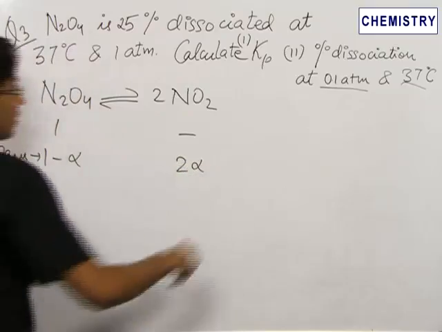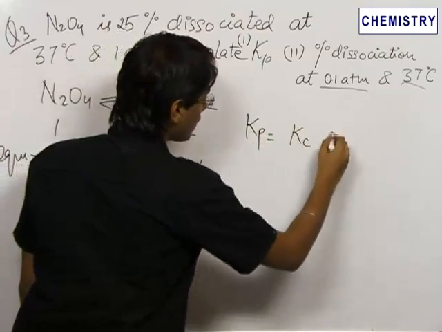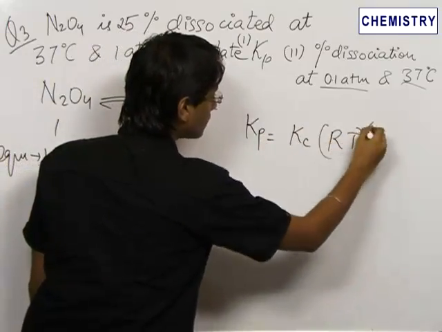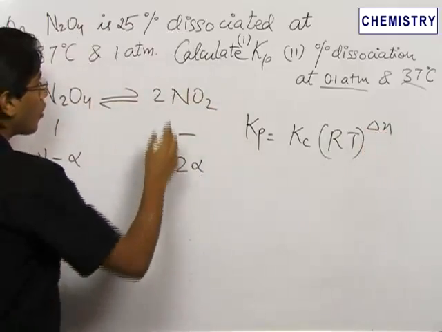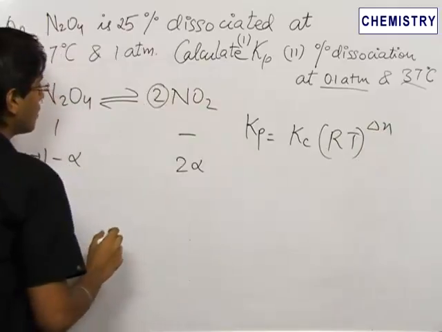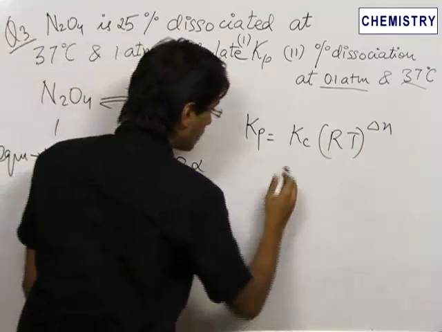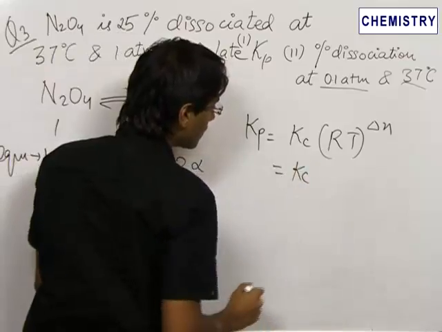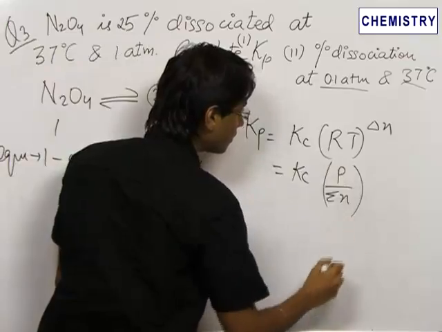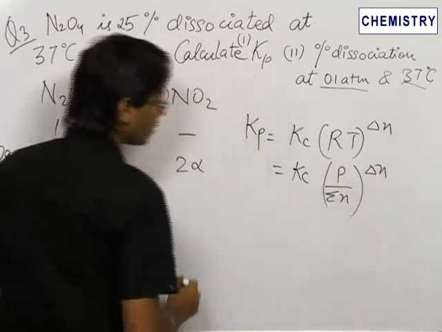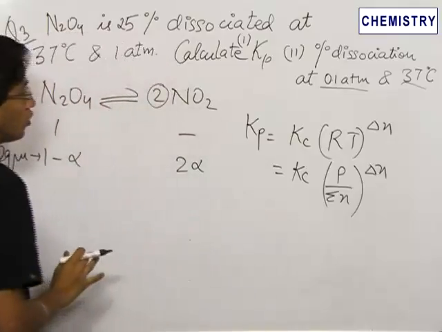And we know that Kp is equal to Kc into RT power delta N, where delta N is equal to stoichiometric coefficients of all the products minus stoichiometric coefficients of all the reactants. This can further be written as Kc into P upon sigma N power delta N by using the ideal gas equation of PV is equal to nRT and taking the volume to be equal to 1.